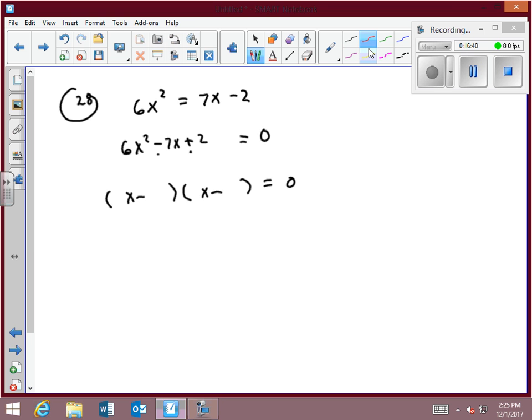So now we got to go. Now, is that 7 a sum or a difference? It's a sum, because the signs are the same. 1 and 6, 2 and 3, 1 and 2. Okay, so how do we arrange it so that we have a sum of 7?